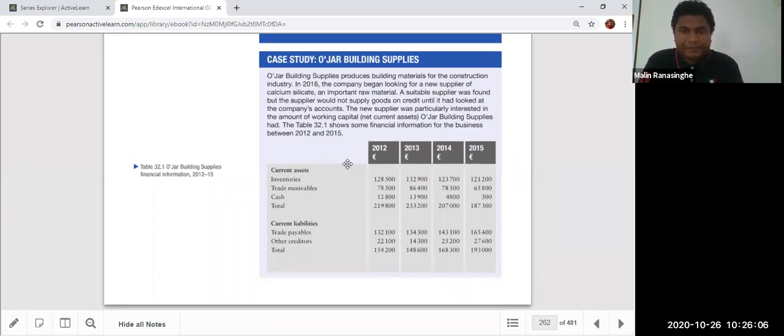So if you are a supplier, the company began looking for a new supply of calcium silicate, an important raw material. A suitable supply was found, but the supplier would not supply goods on credit. They have conditions: I can't supply my goods on credit until I look at the company accounts. That's why, if you are a very reputed organization, they might give you credit, but if you are a new contractor in the organization, a supplier is not giving you anything on credit.